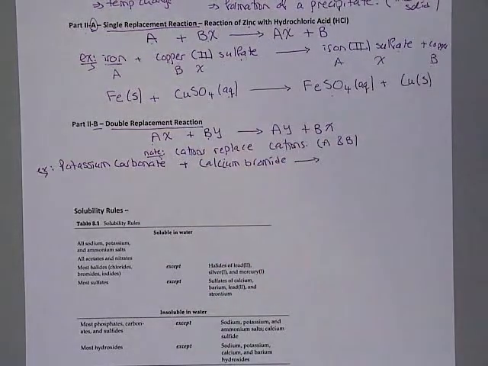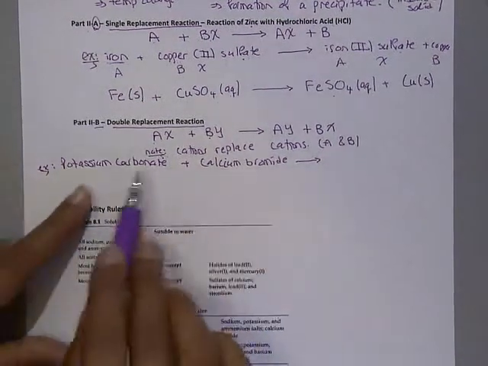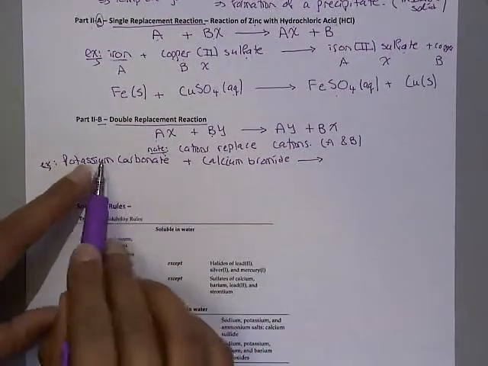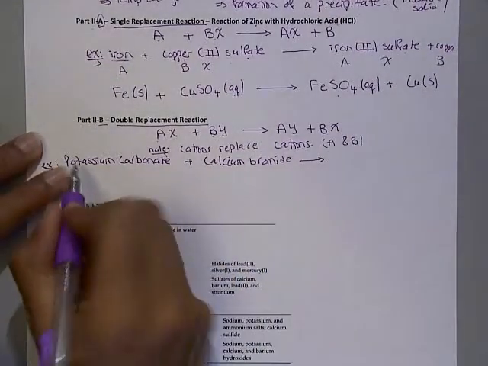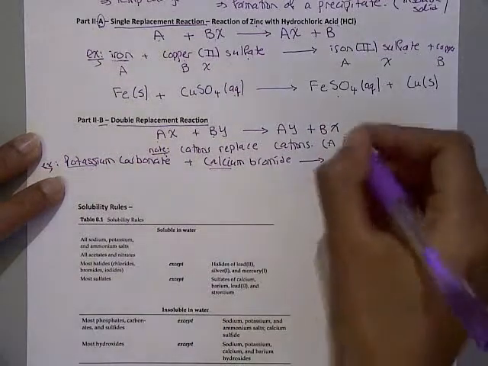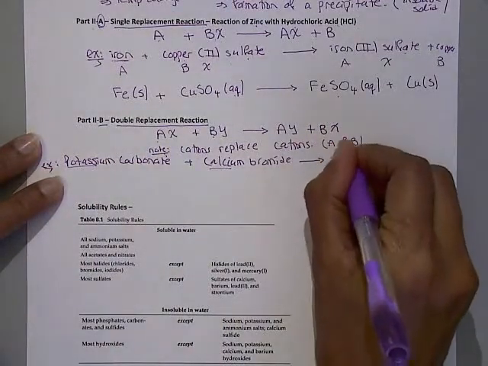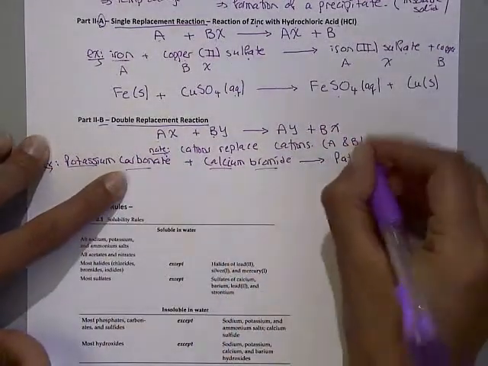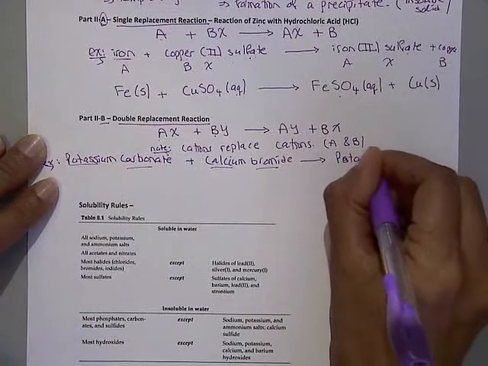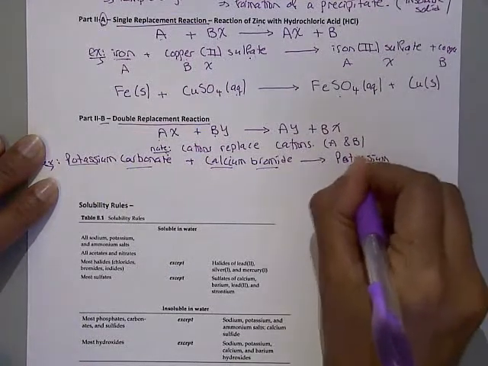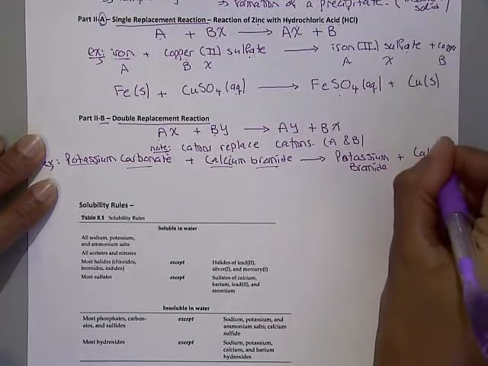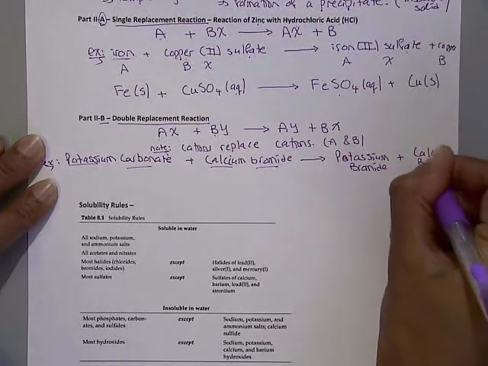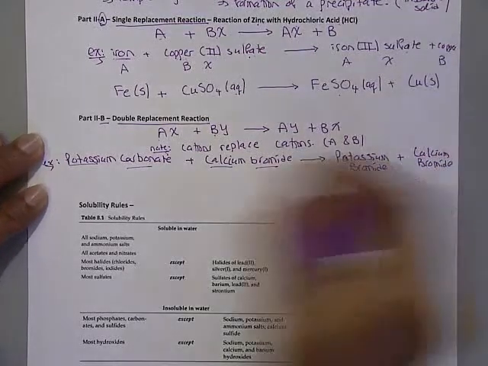Now, I need to determine what my products are. So these are my reactants. I know it's a double replacement reaction because I have 2 and 2, so they're going to swap with each other. My cation will swap with my cation, and my anion can swap with my anion. So I get potassium bromide plus calcium carbonate.